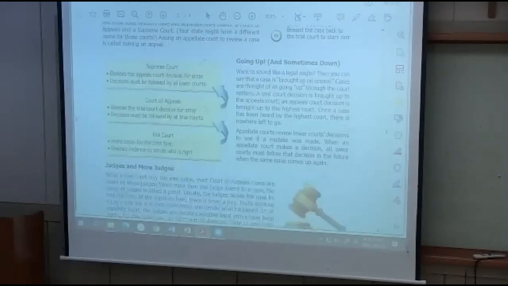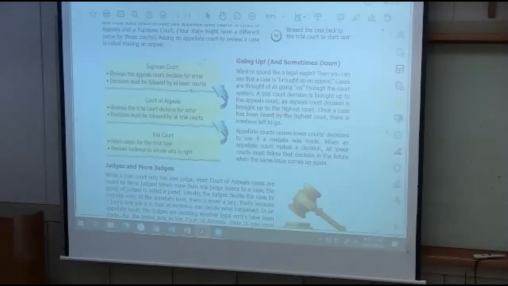And so it says here, a trial court hears cases for the first time, reviews evidence to decide who is right. Court of Appeals reviews the trial court decision for error. Decisions must be followed by trial courts. And the Supreme Court reviews the appeals court decision for error. Decisions must be followed by all lower courts afterwards.